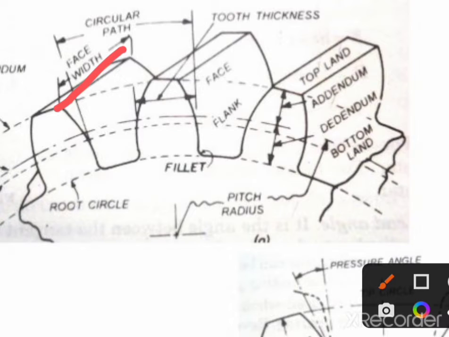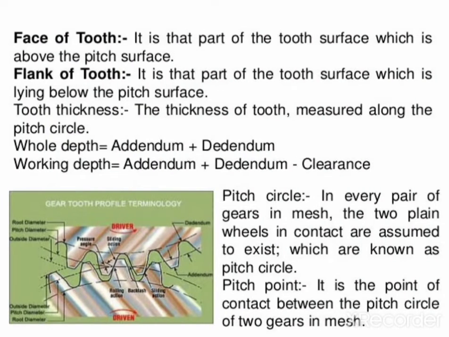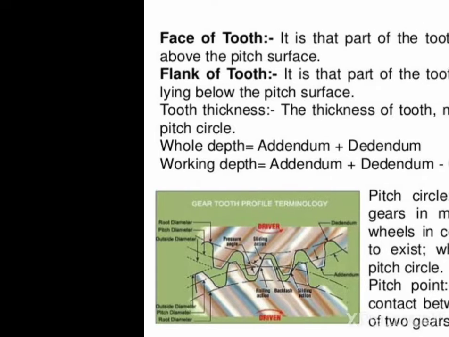Okay, it is the side surface of the tooth above the pitch circle, perpendicular to the plane of the gear. It is that part of the tooth which is above the pitch surface. Now the flank of the tooth: it is below the pitch surface. It is that part of the tooth surface which is below the pitch surface.